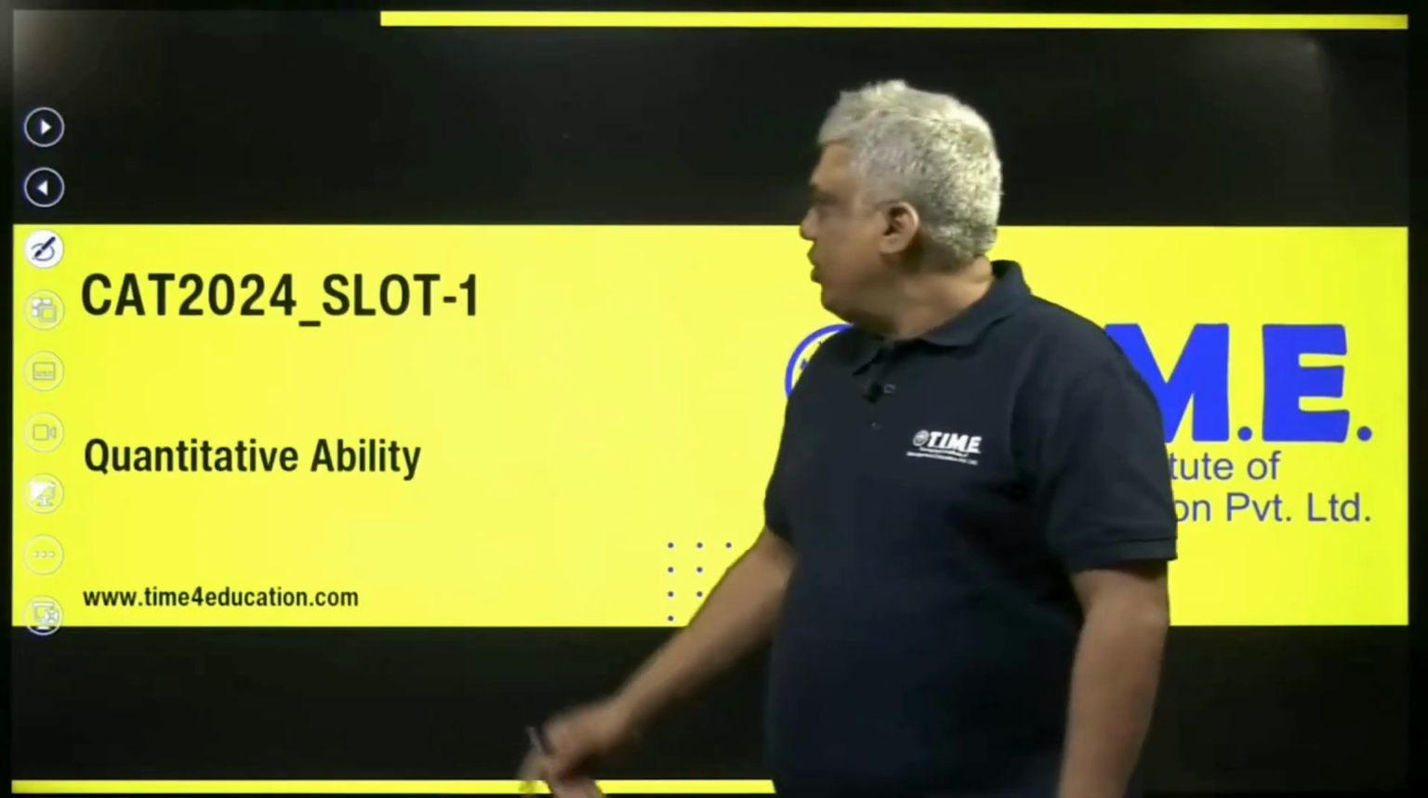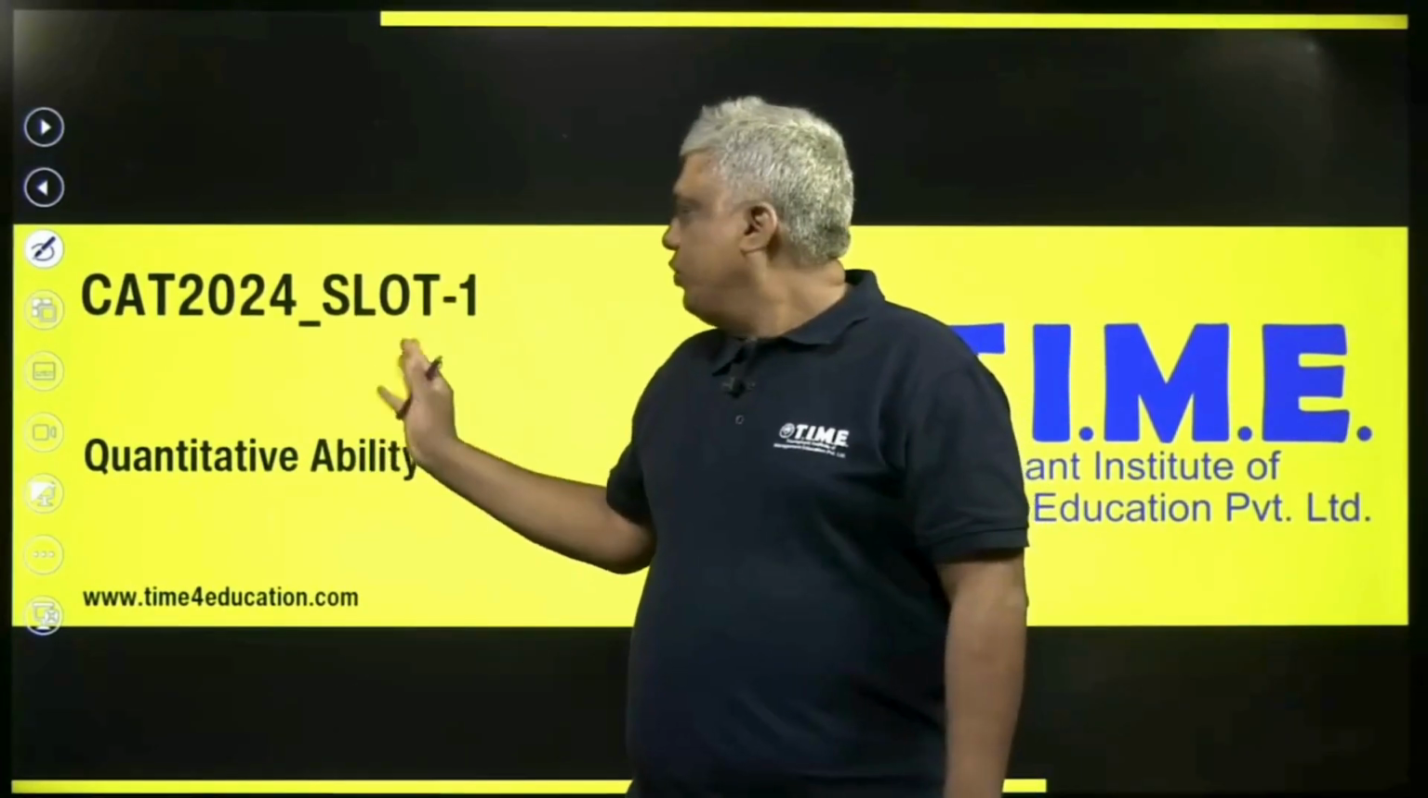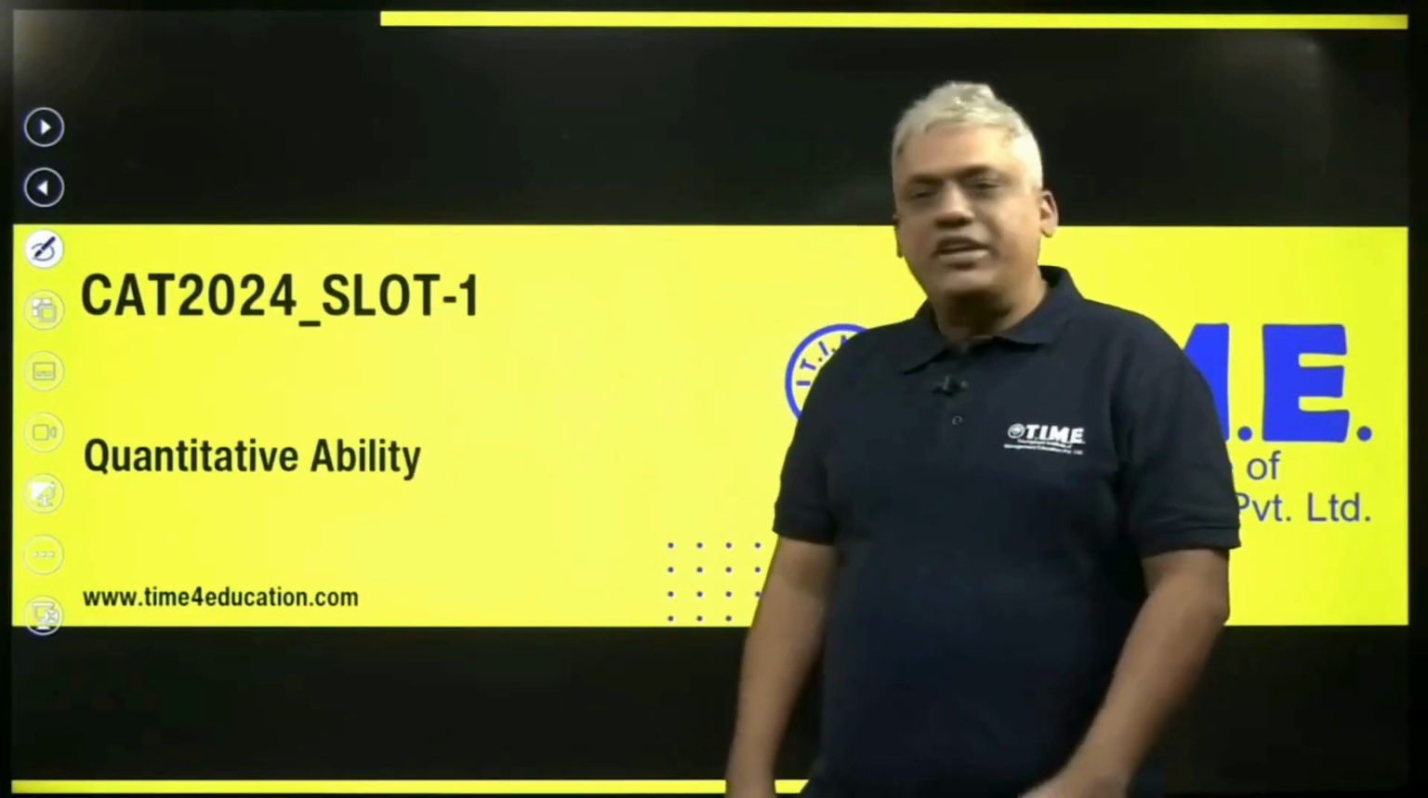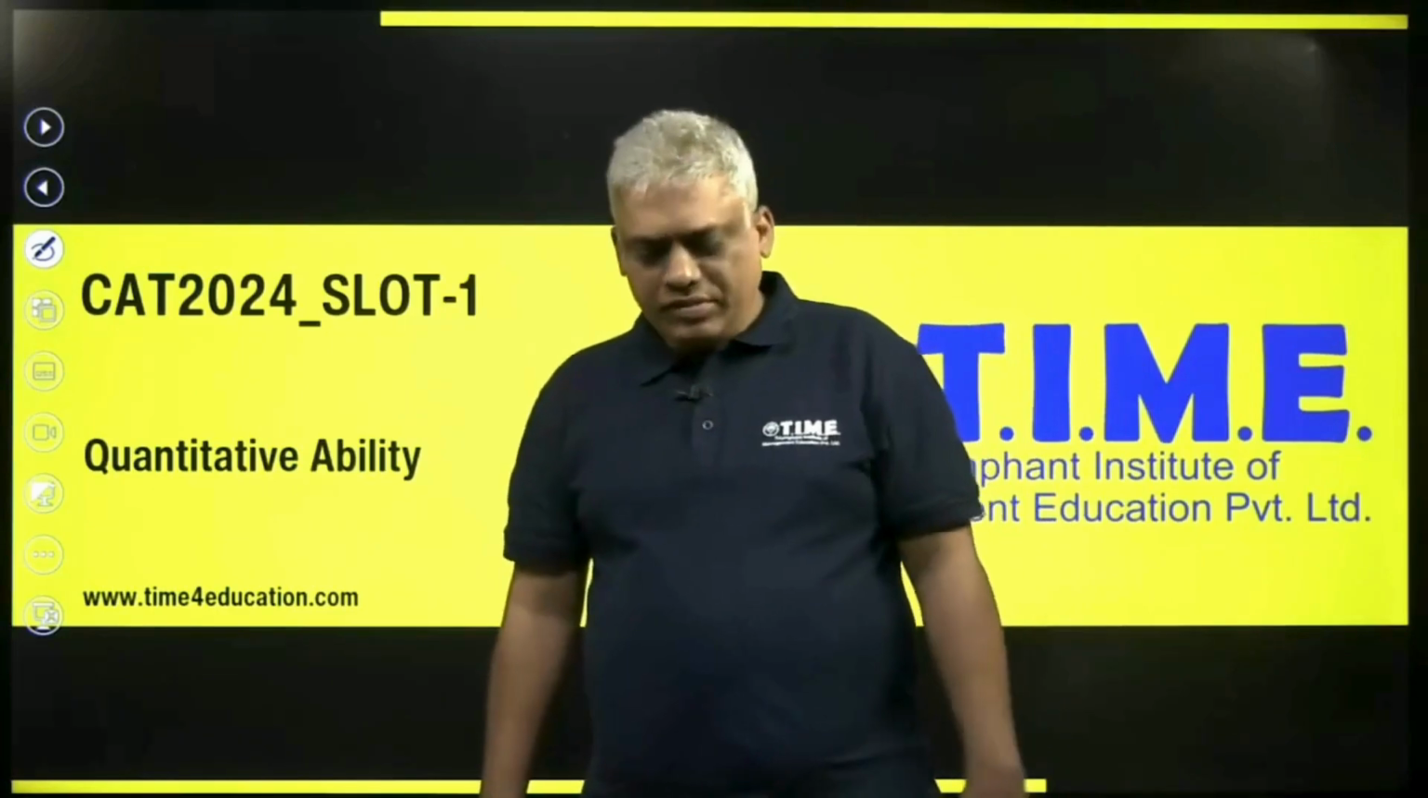Hello. Let's solve CAT 2024 slot 1 quantitative ability questions. Okay. So, there are 22 questions. Let's see one by one.